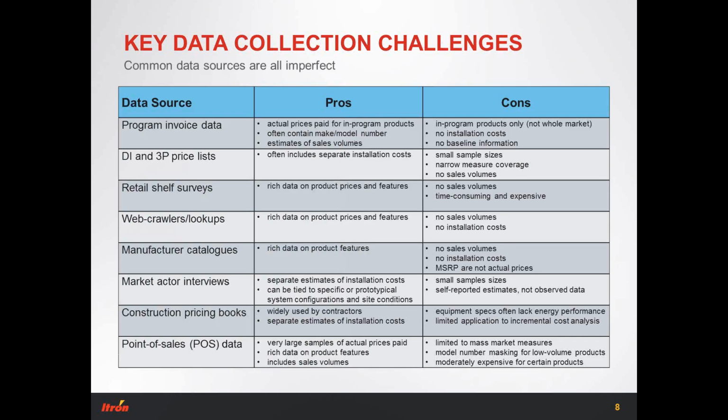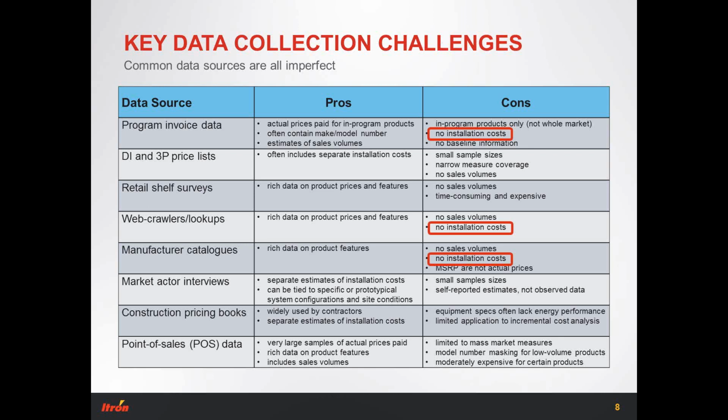This table shows a snapshot of some of the more common data sources, and I don't want people to really try to read everything on this chart. In the left column: program data, direct installation, third-party implementer price lists, shelf surveys, manufacturer catalogs, market actor interviews, construction pricing books like RS Means, and then point of sales data. These are the typical array of places that we get data. They all have pros, they all have cons, they're all imperfect, and I'm going to try to pick out some themes on the right-hand side here.